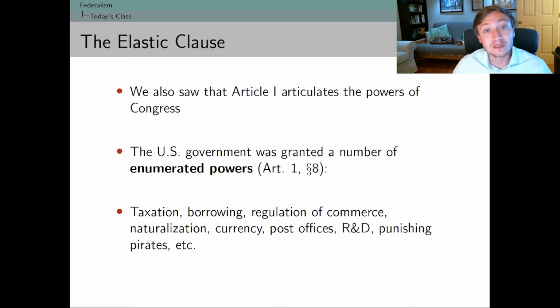Post offices are actually one of the very first things that Congress sets up at the very beginning of this Constitution: a national postal service. Then there's research and development, so they can invest money in things that will help us design new technologies to get ahead as a country. For example, the National Science Foundation and a number of other organizations exist to this day to help us do R&D.